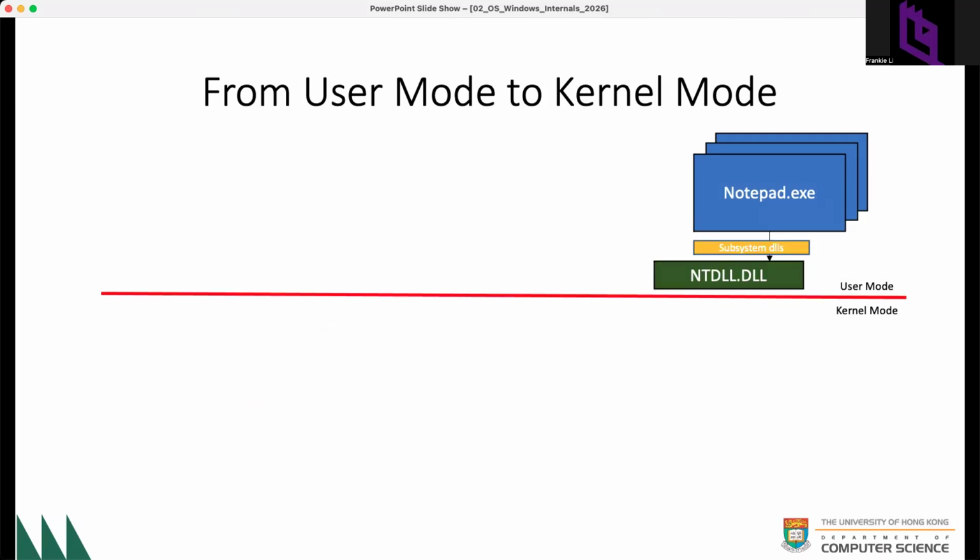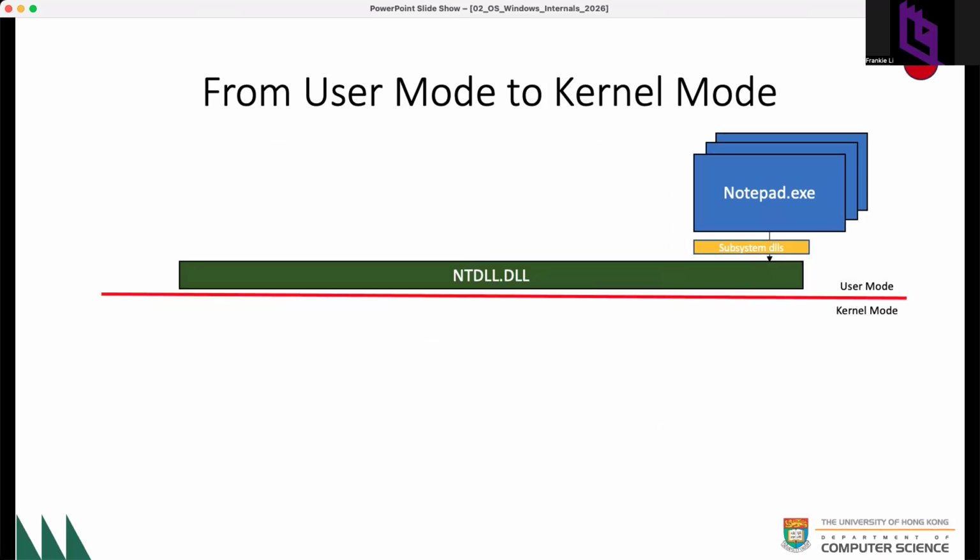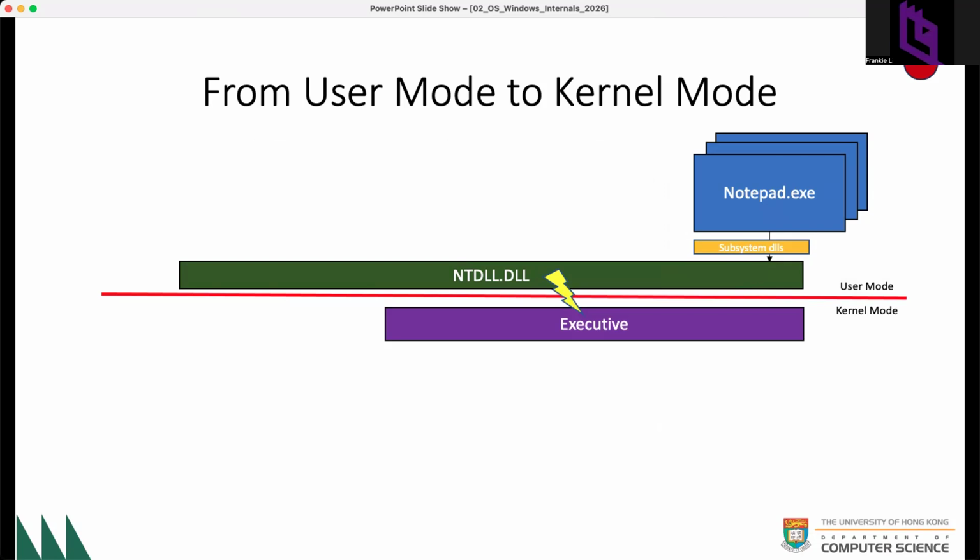The subsystem library will then call into the native API, that is ntdll.dll, where you'll find, facing the user mode area, a similar ReadFile function starting with the NT prefix. So it will call that function. And then ntdll.dll will switch to kernel mode through two major functions.